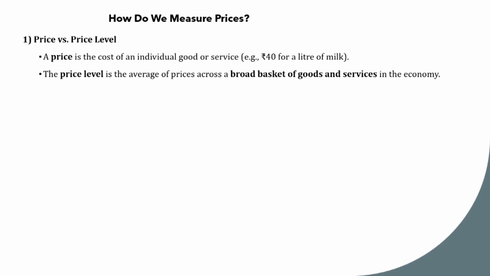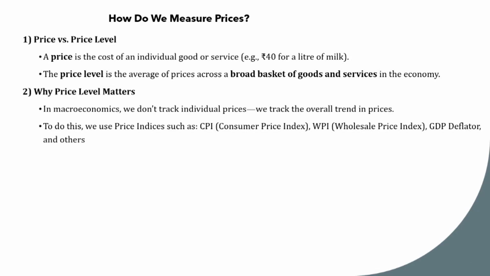So, beginning with what inflation is all about: how do we measure prices? We need to make a distinction between price and price level. A price is the cost of an individual good or service. For example, when we refer to rupees 40 for a liter of milk, that is an individual price. The price level is the average of prices across a broad basket of goods and services in the economy.